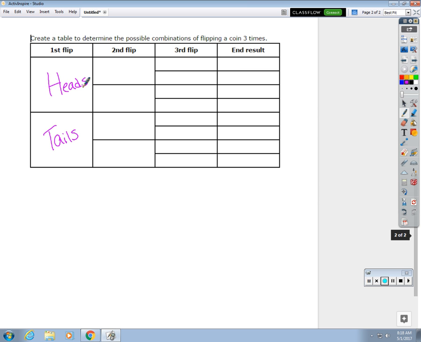Okay, let's say we land on heads. So the second time we flip, we can either land on heads or we can land on tails. Then we flip the coin the third time. Let's say the first time we landed on heads, second time we landed on heads. The third flip, our same likelihood is heads or tails. Okay, so my end result for flipping the coin the first time, I get heads, heads, and I could get heads. So you could get heads, heads, heads.